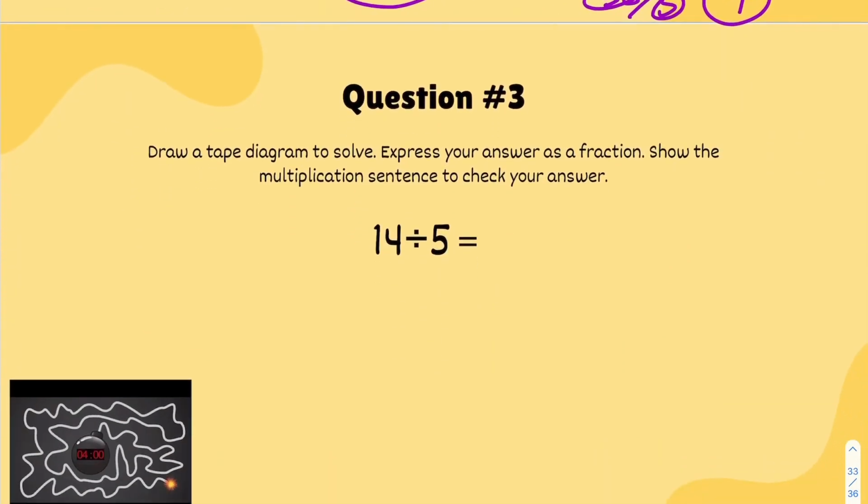For this last one, I'm going to give you time. We have 14 divided by 5. Use the same exact steps. Do the tape diagram, split it up into the 14 pieces. Split those 14 divided by 5 pieces and continue onward. Remember to check your work. I'm going to give you a couple of minutes. Go ahead.